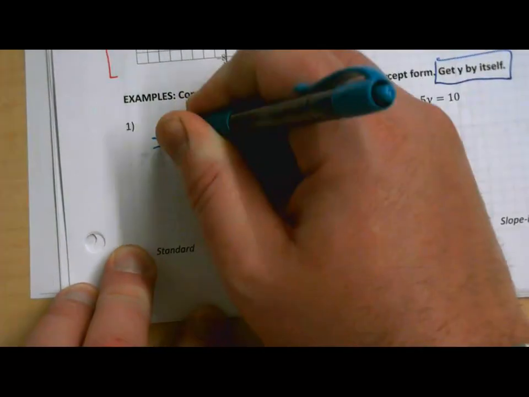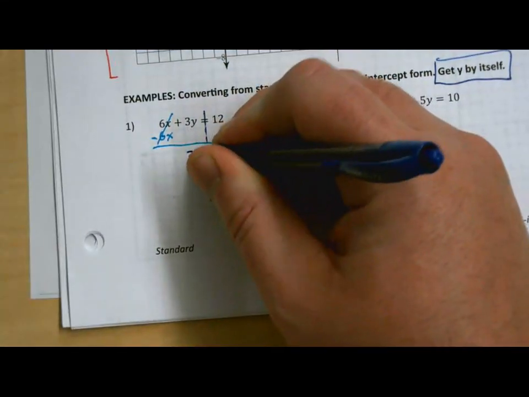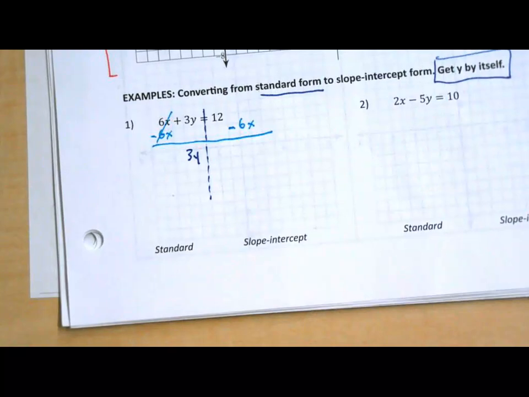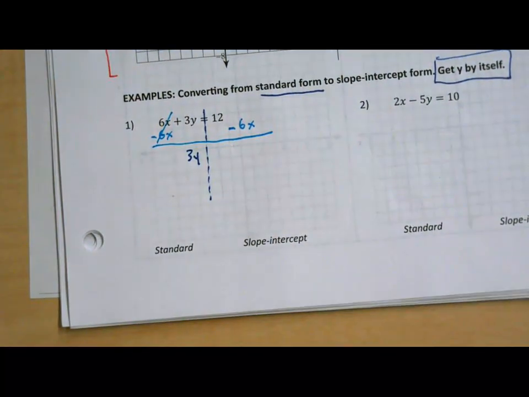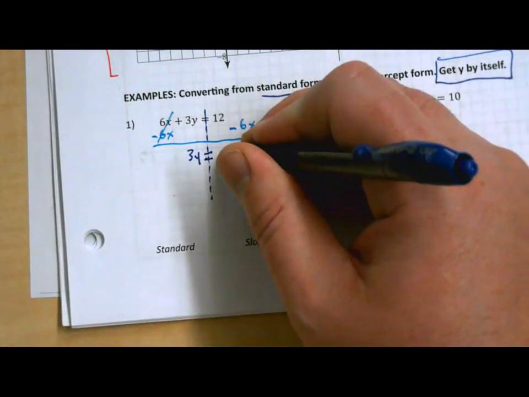All right, so that canceled. That's wonderful. Check it out. Now we just have a 3y over here. It's not quite by itself, but it's close. And then an equal sign. And then I want you guys to check out what I'm doing here and see if you understand what's going on.